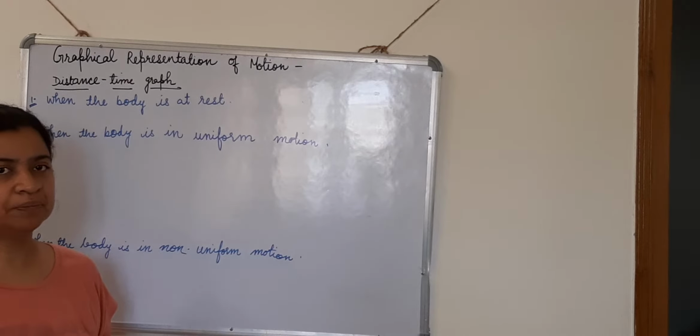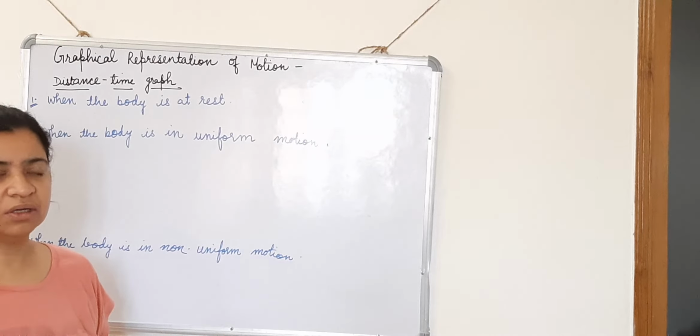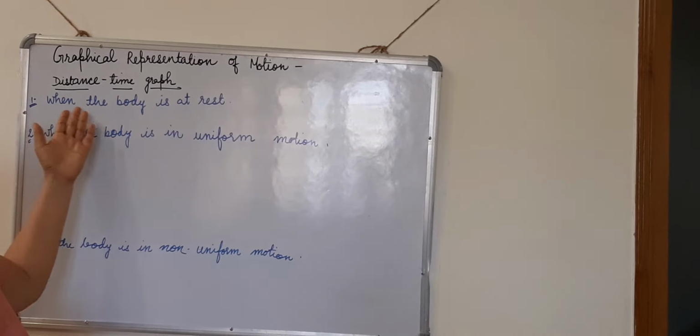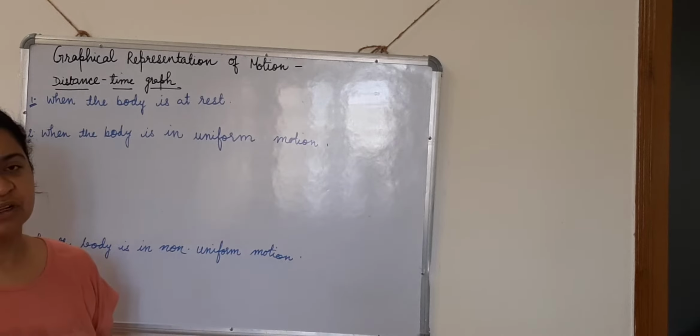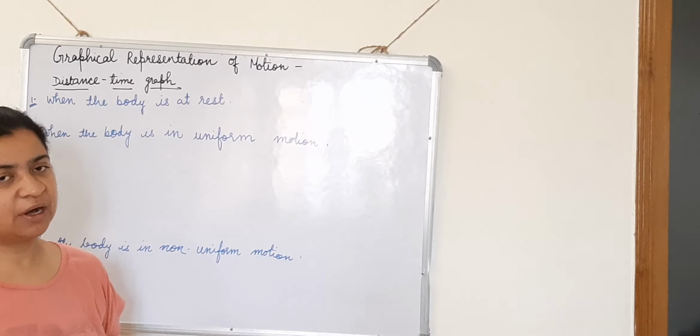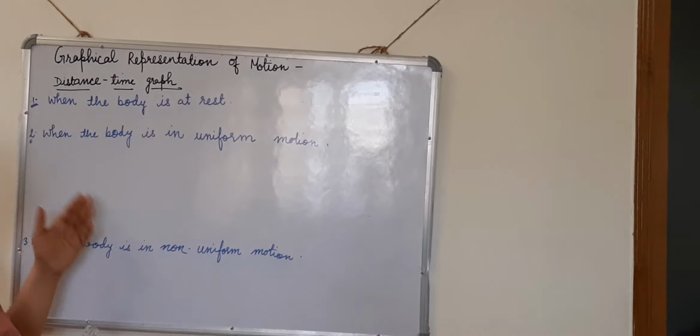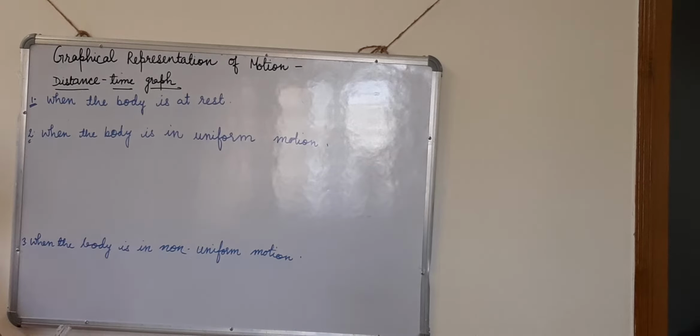Suppose you are given an event, like... let's start our topic. Distance time graph. First, there are two different types of graph which we are going to talk about in this chapter. First is distance time graph and another is velocity time graph. In this video, first of all, we'll talk about distance time graph.